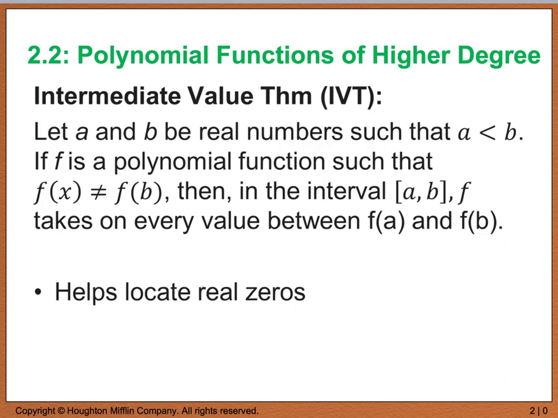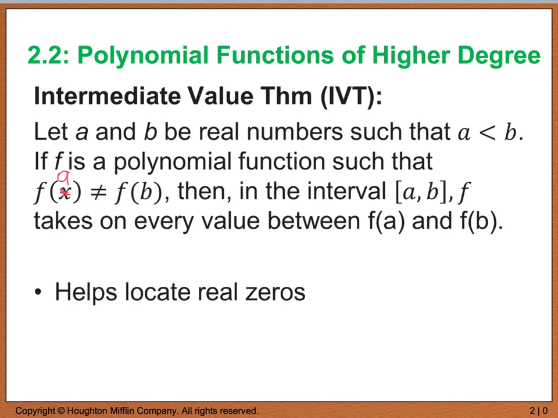The last thing we're going to look at is what we call the intermediate value theorem, which is going to be IVT from this point forward. What this does is it helps us locate our real zeros. Essentially what it says is if you have two numbers, we'll call them A and B, and let's just say A is less than B, if you have a polynomial function, and f of A is not equal to f of B, then on the interval from A to B, the polynomial function is going to take on every value in between f of A and f of B because a polynomial function is continuous.